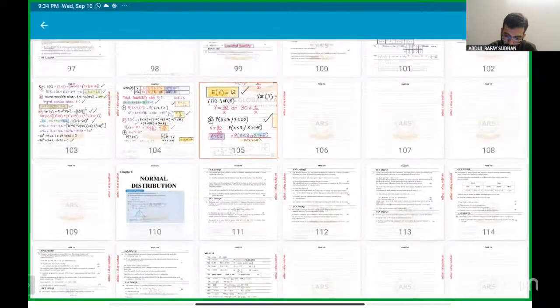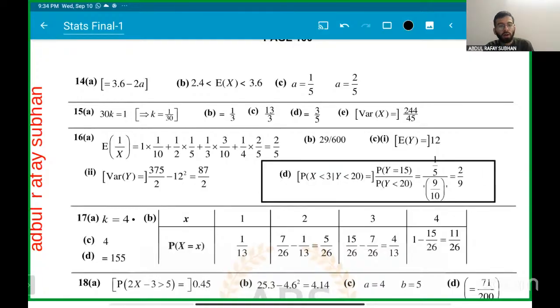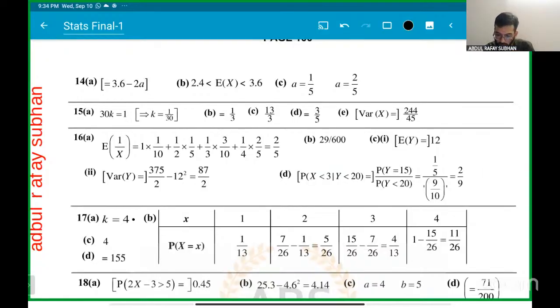Let's just double check and confirm. 2 over 9. It's correct. They have also done the same. You may not understand the marking scheme, so it is better to just check the answers with my working. 2 over 9, that is correct.